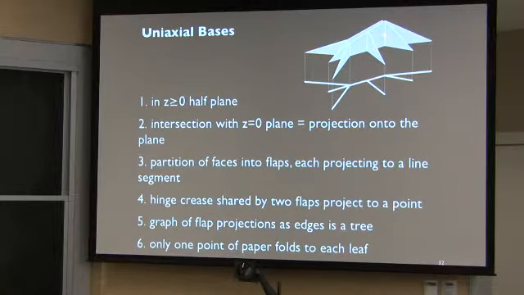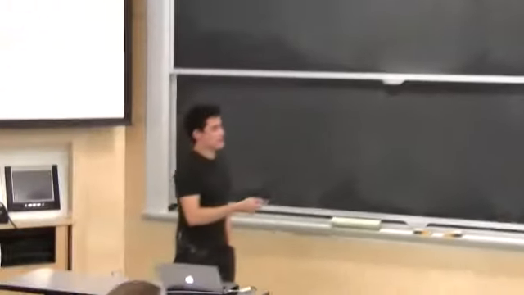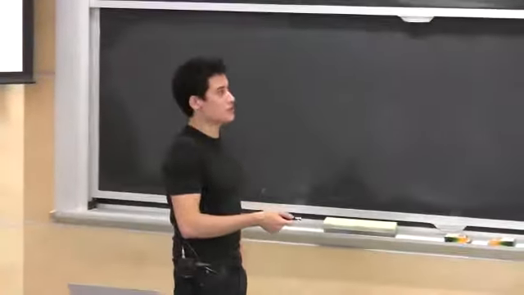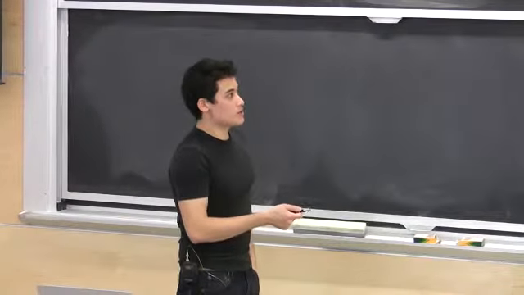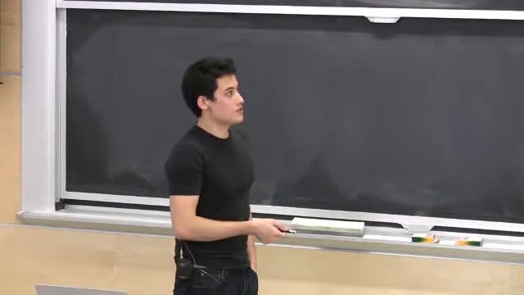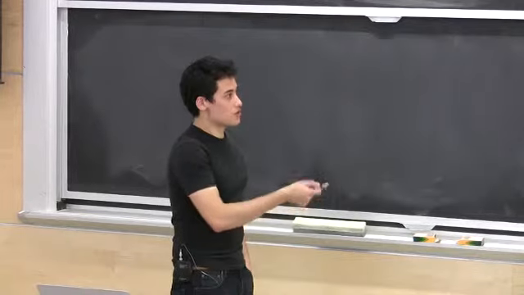So if you shine the light above it, it would cast a shadow of a stick figure, which is exactly what we want. We want to make an origami base that associates itself with a stick figure. And then we partition the faces into flaps, and so there are all these definitions.